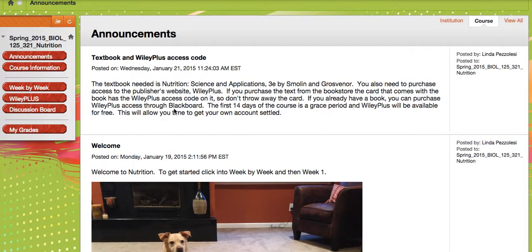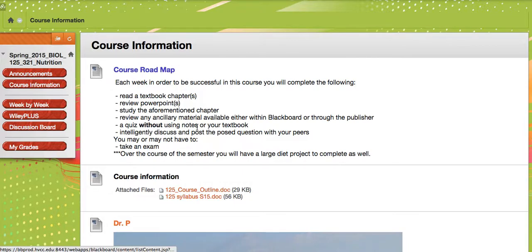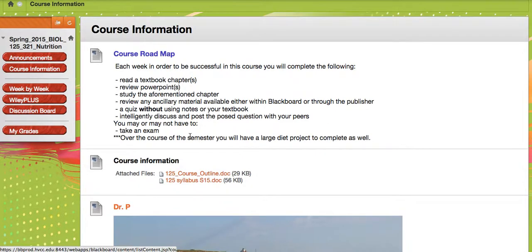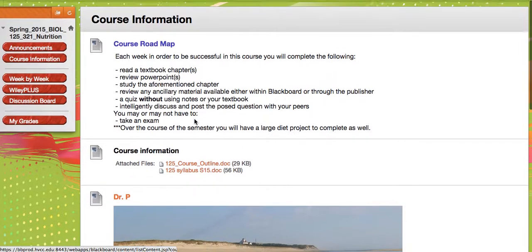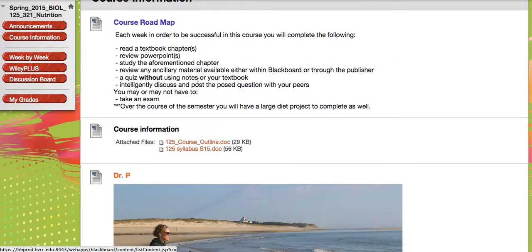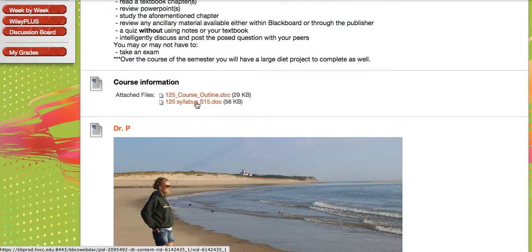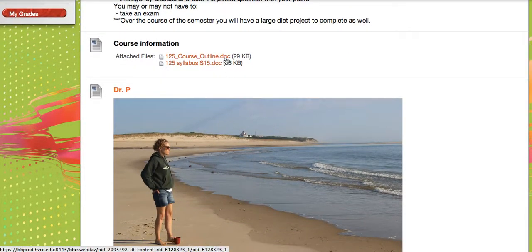So announcements will change. And then what else we have in the course? Here you have course information, which will give you an idea of what I'm actually going to review with you now. Then you have the syllabus and a course outline. Course outline is really not important. Course syllabus is what you really need to know.